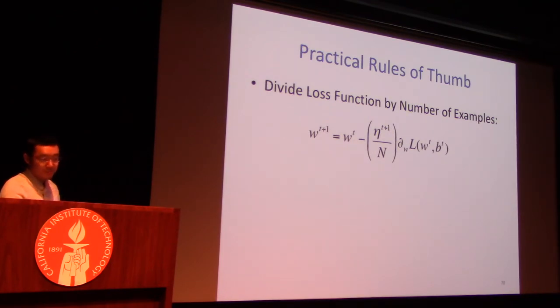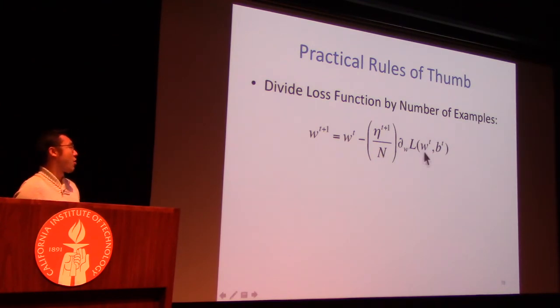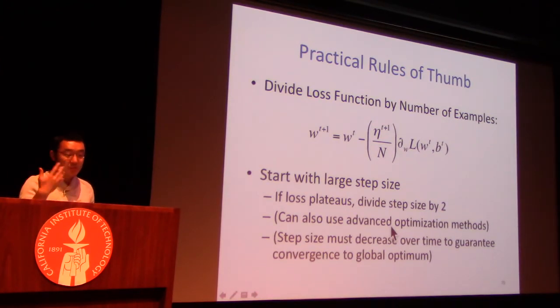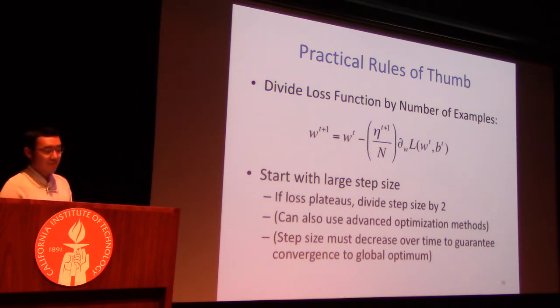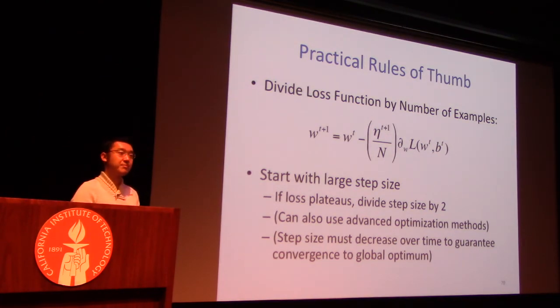So here are some practical rules of thumb, right? People often divide the loss function by the number of examples, so you normalize the loss function by the number of examples. You start with a large step size, and then if the loss plateaus, you scale it down, right? So you divide by, let's say, a factor of 2 or 10. You can also use more advanced optimization methods. There are methods that do these types of adaptive step sizes automatically. The step size must decrease over time to guarantee convergence to the global optimum. You cannot use a fixed step size. If you use a fixed step size, it will only guarantee convergence to an approximate global optimum.